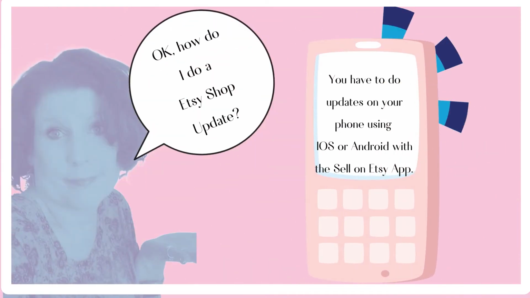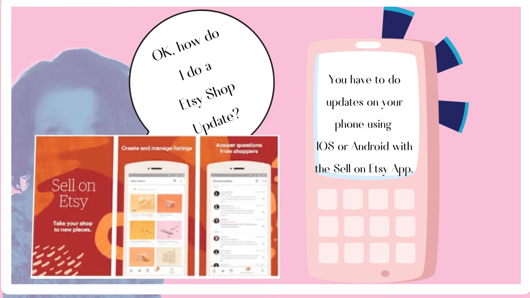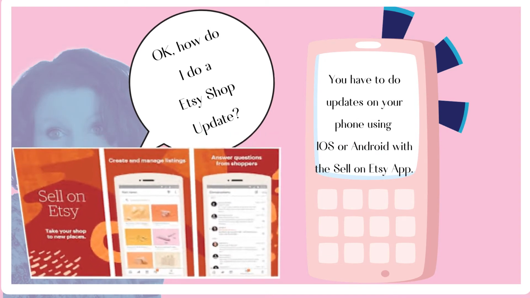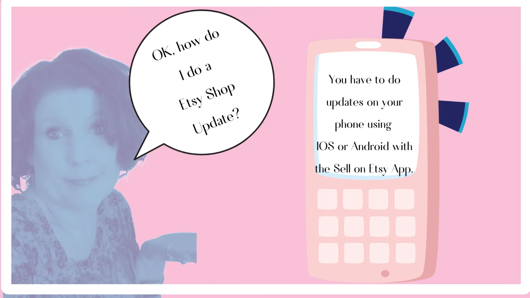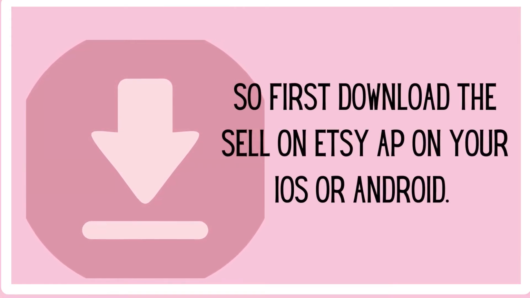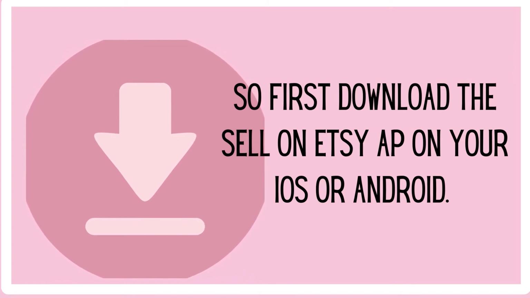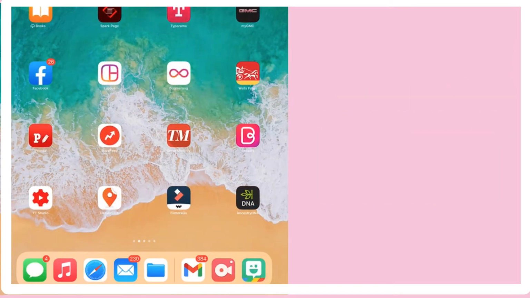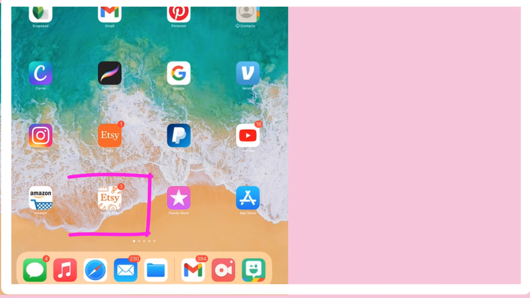So how do you do these Etsy shop updates? Well, the first thing you need to know is that you can only do these updates on the Sell on Etsy app with your iOS or Android cell phone. So if you don't already have it, go ahead and download the Sell on Etsy app on your iOS or Android. Now that you've downloaded the app, go ahead and click on it to open up the program.